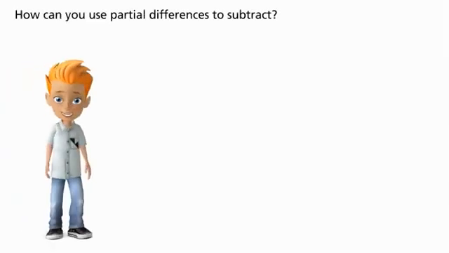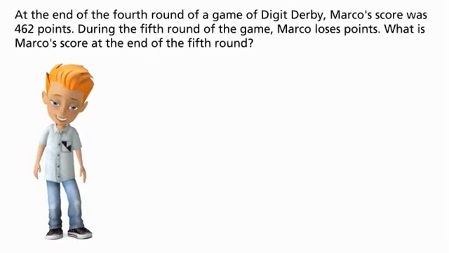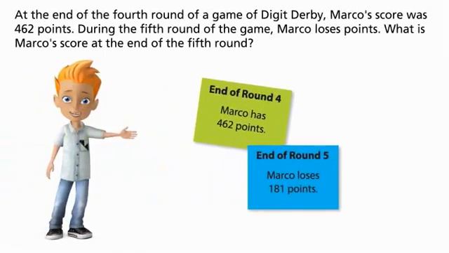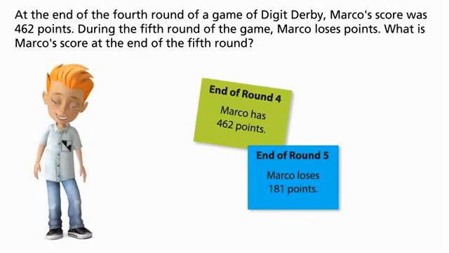How can you use partial differences to subtract? At the end of the fourth round of a game of Digit Derby, Marco's score was 462 points. During the fifth round of the game, Marco loses points. What is Marco's score at the end of the fifth round?